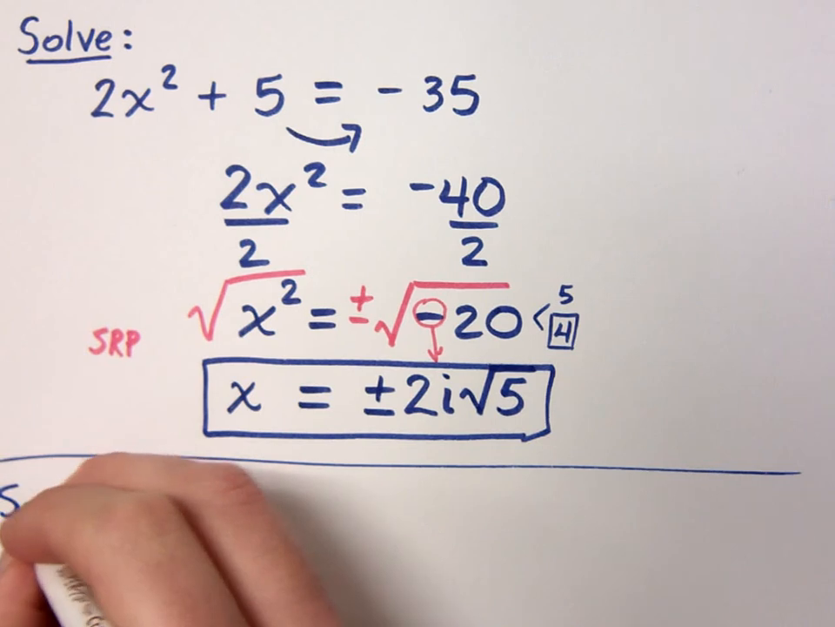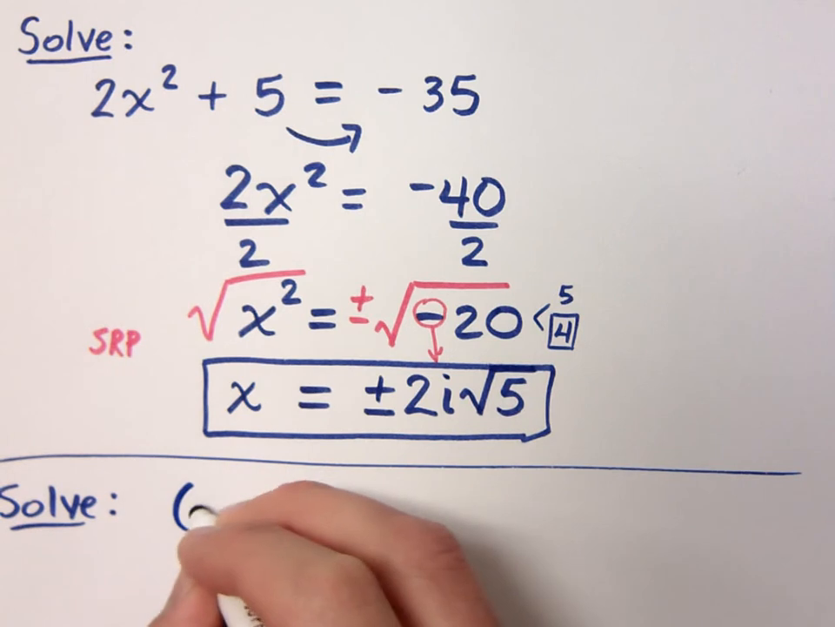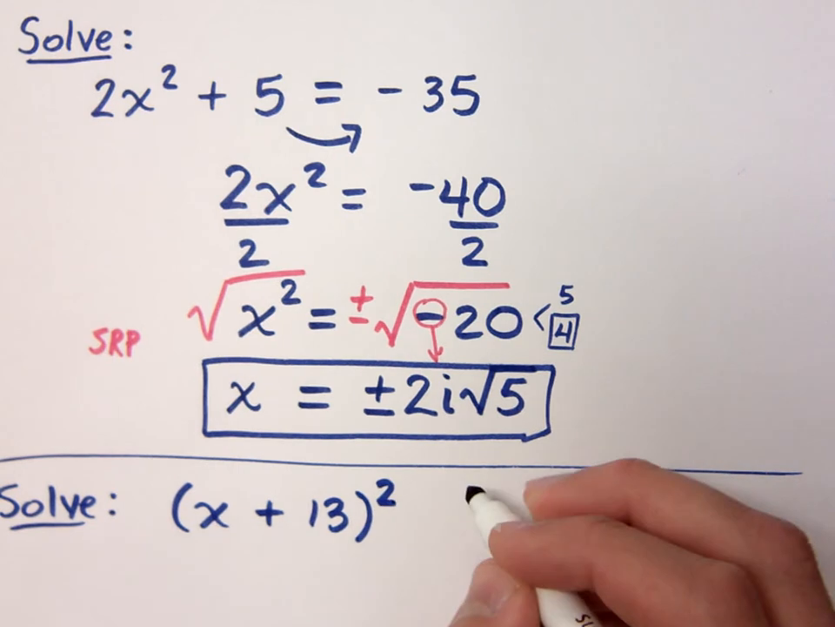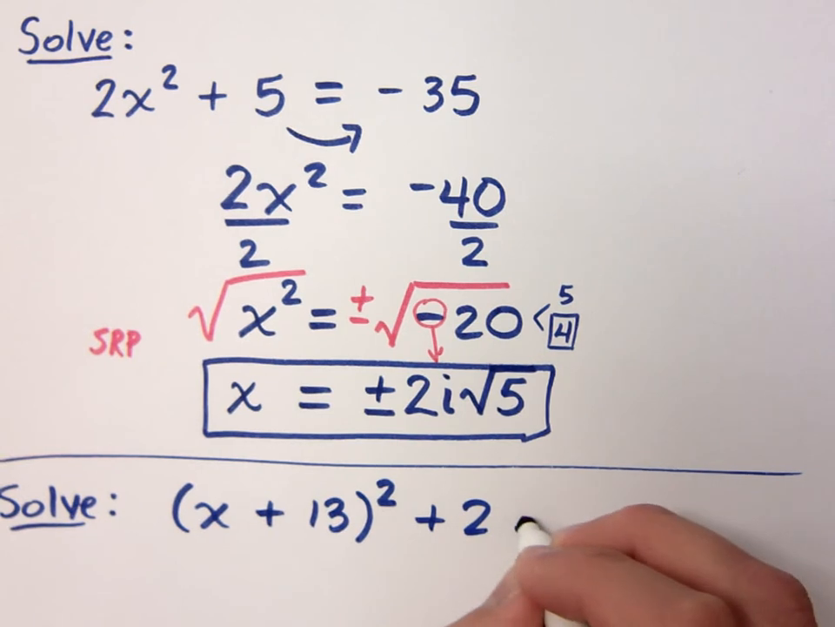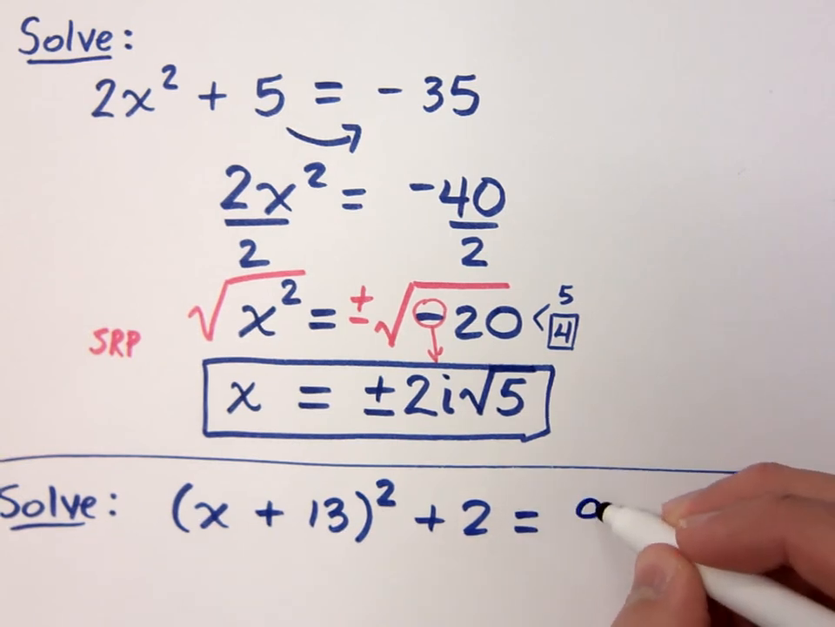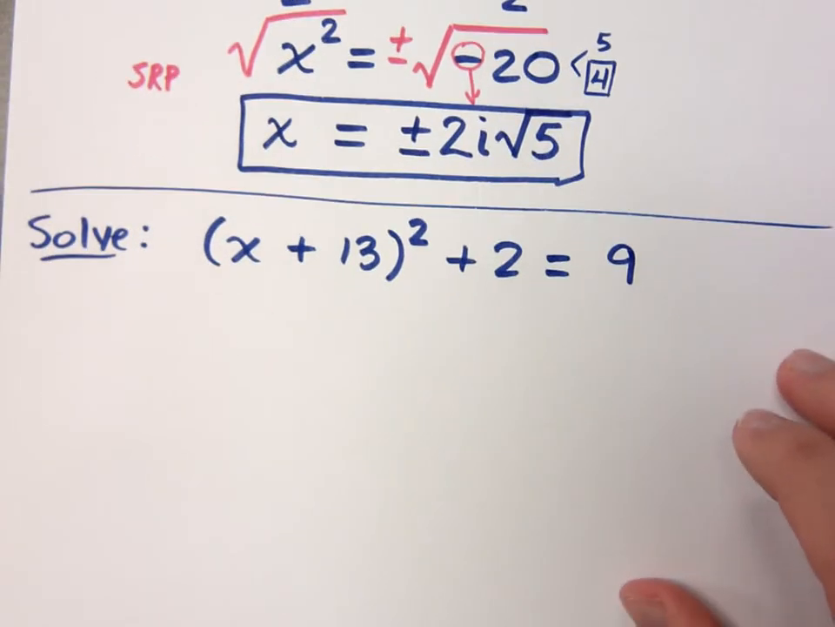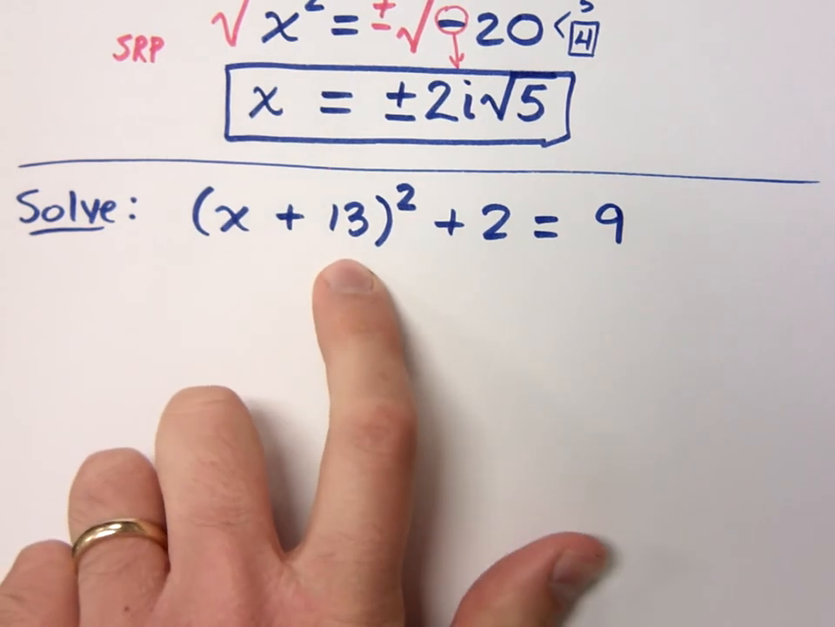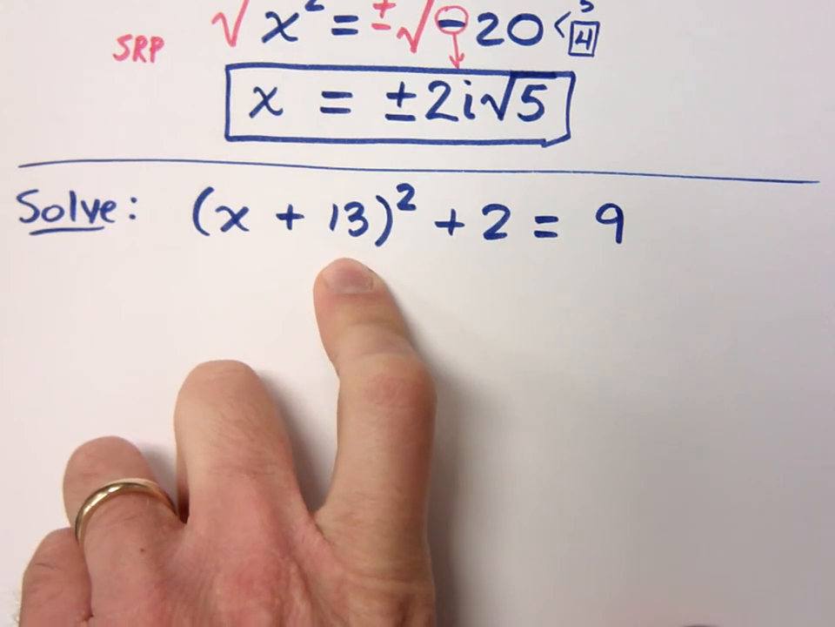Now also on Friday we saw equations that were a little bit more complicated than this. We saw something like this: x plus 13 quantity squared, plus 2 is equal to 9. I need to get x by itself, but notice the only place I have x is contained within the square. And we know how to cancel that square, and it's by using the square root property.